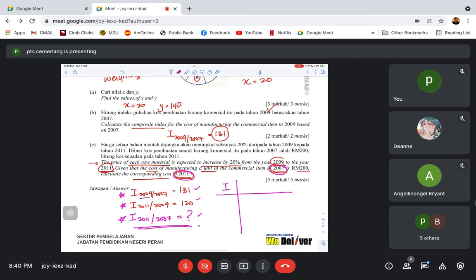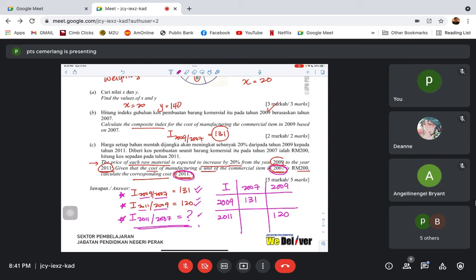Tengok. 2009 based on 2007. Write the first one down here. 2009, 2007. And then I put 131. Like that. 2009 based on 2007, 131. Okay, selesai. The first one. Next, look at the second one. 2011 based on 2009. So now 2011, write it down here. 2009, put it there. What do you get? 120. So you have the second number in your table.